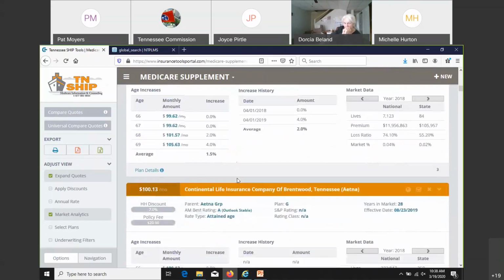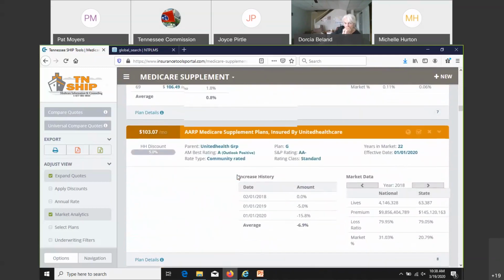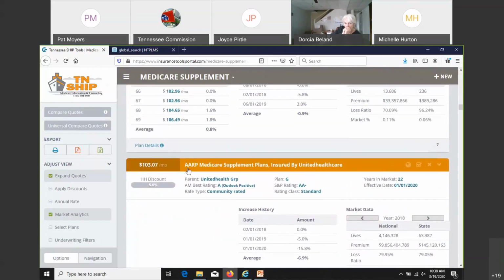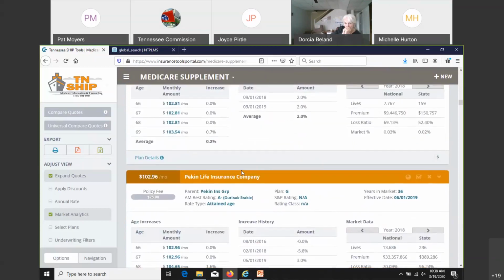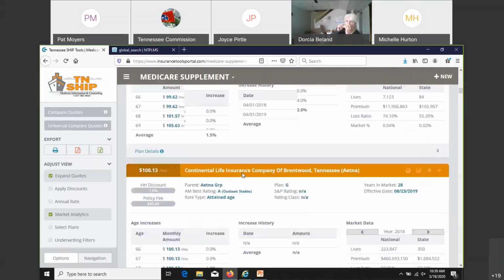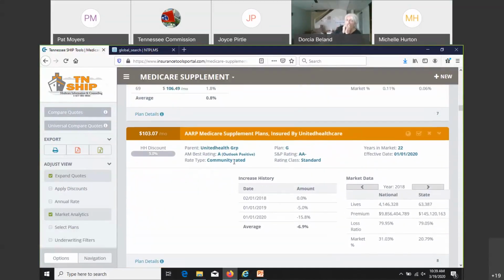If we keep scrolling down, though, to roughly around the $130 range, I want to make sure, nope, there's one, a community-rated plan by AARP. This is the first plan that we'll find that is community-rated, meaning that everyone who's on this plan pays the same premium as everyone else. You'll notice that there's no age increase on that because, like we talked about, there is no premium increase based on anybody's age.